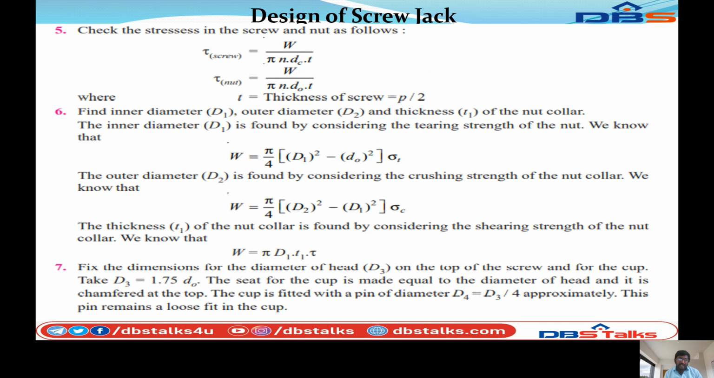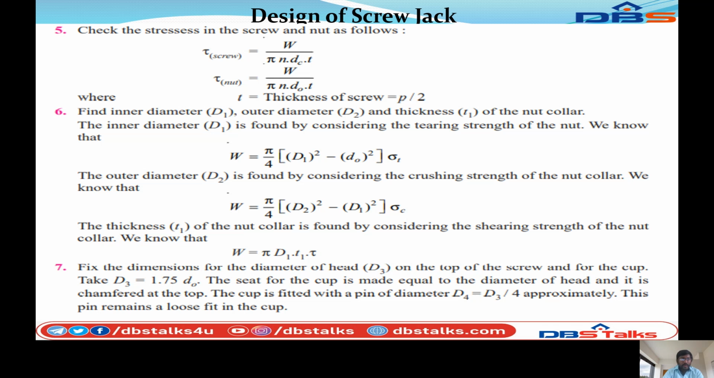So next step, check the stresses in the screw and the nut as follows. Tau screw is equal to W by pi dc into Nt. Tau nut is equal to W by pi into N into d naught into T, where T is the thickness of the screw, equal to P by 2.